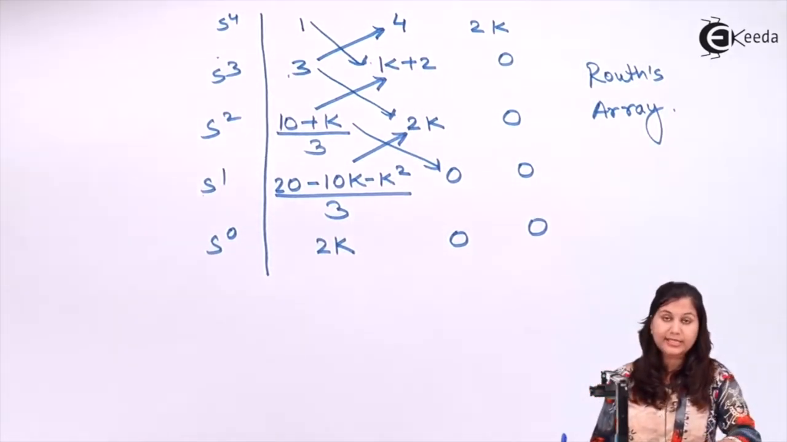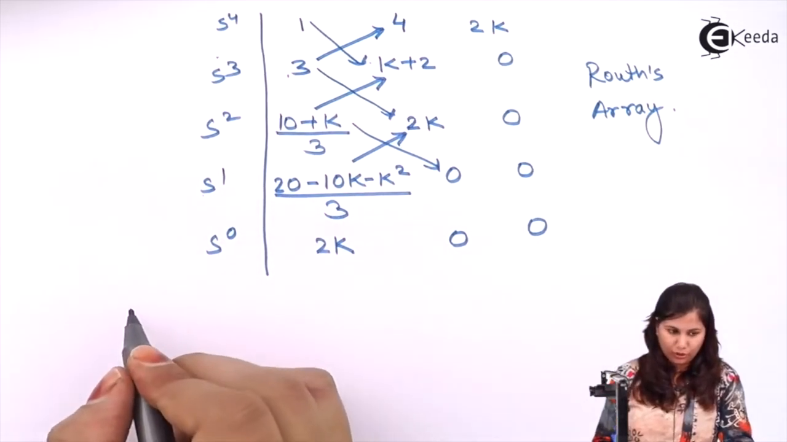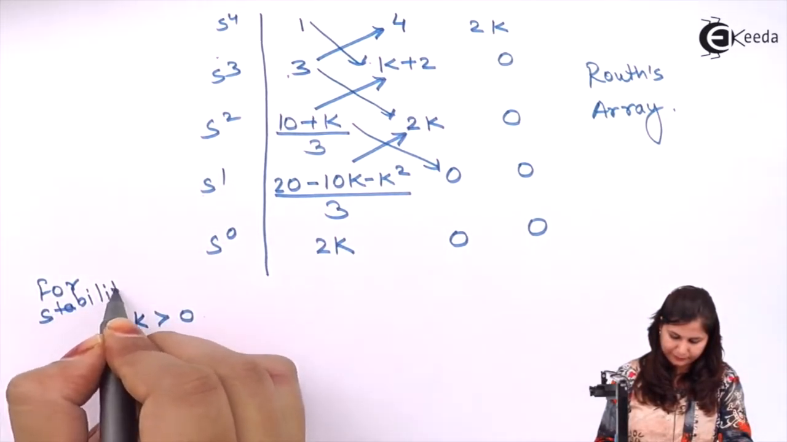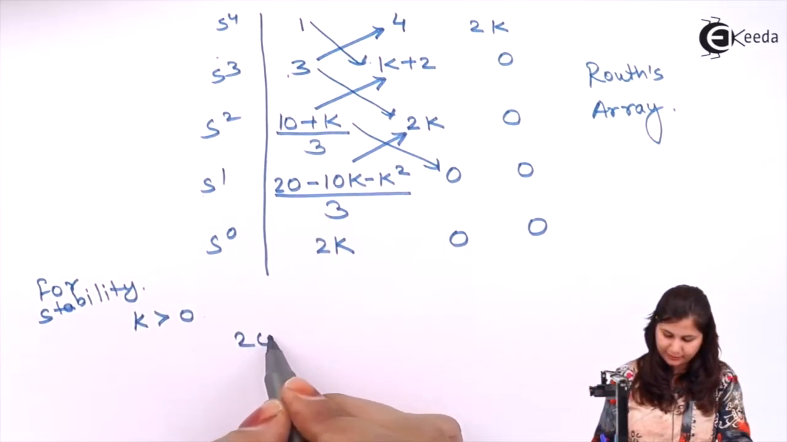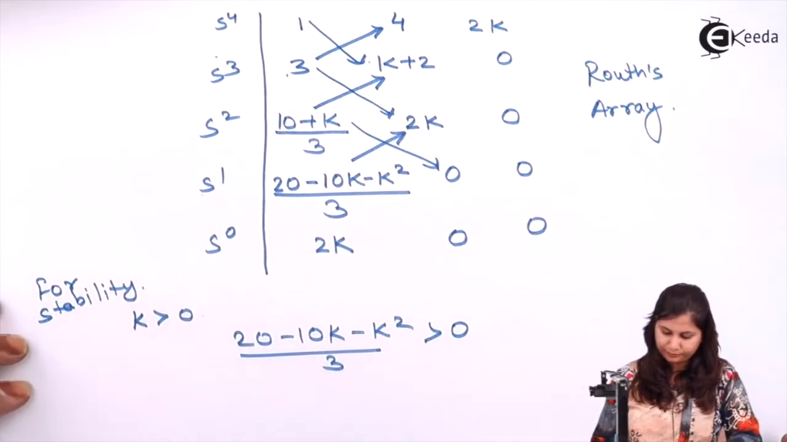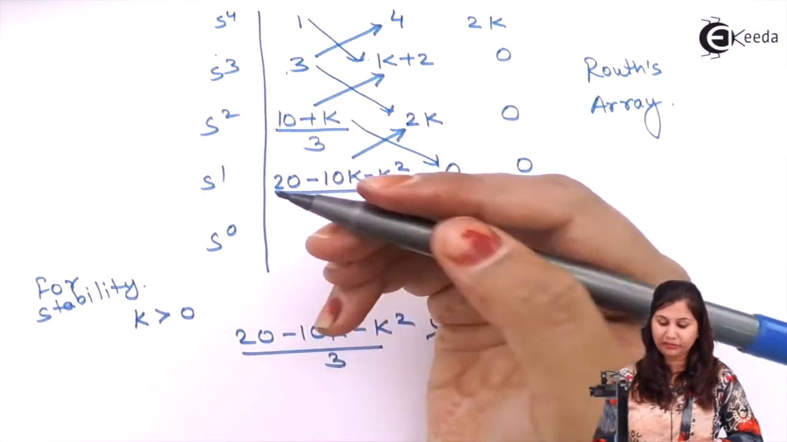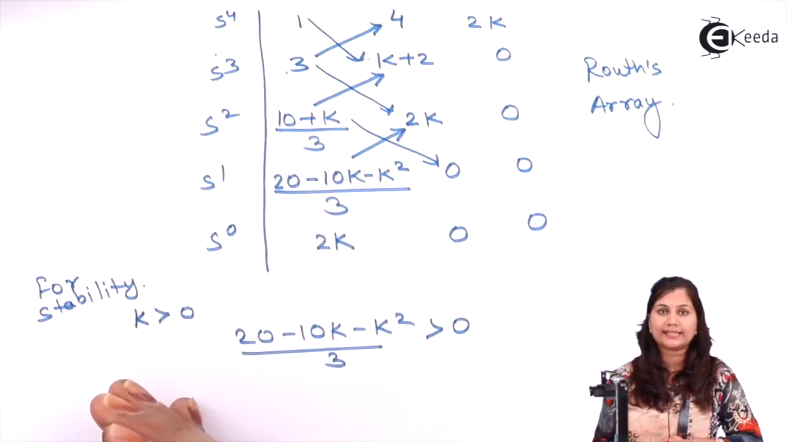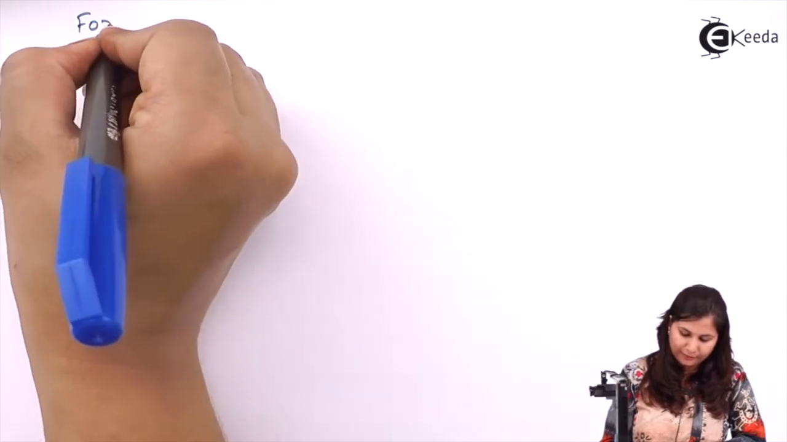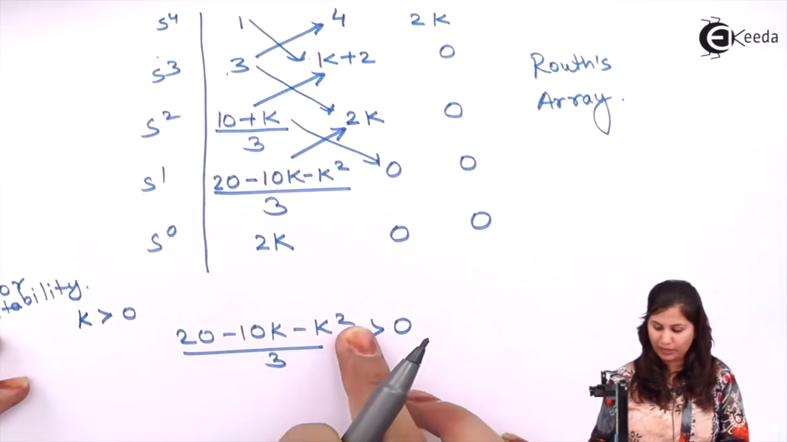Now, for stability, these coefficients, these values should be greater than 0. So k should be greater than 0 for stability. And this 20 minus 10k minus k squared by 3 should also be greater than 0. Because the Routh stability criterion says that the first column terms should be greater than 0 and non-negative. There should be no sign change here. So for this, this has to be greater than 0. So to determine the value of k, we have 20 minus 10k minus k square greater than 0.